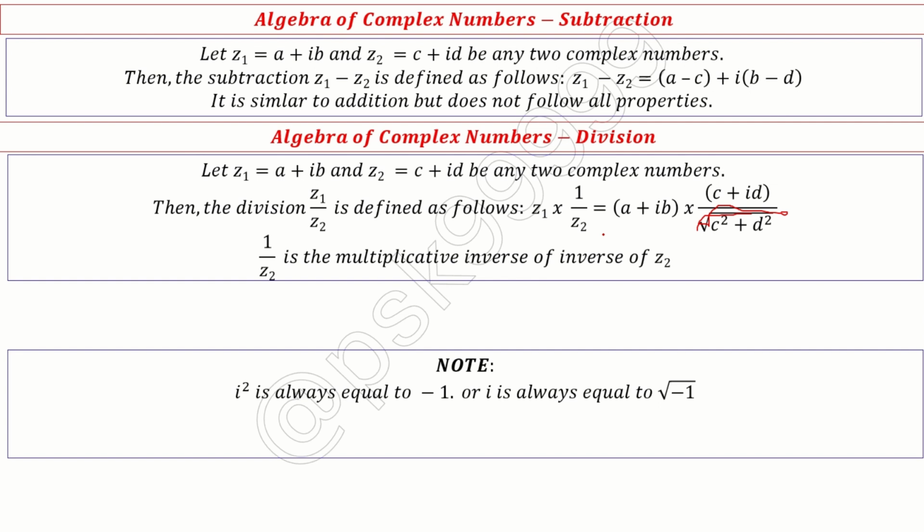One important thing is, i square is always equal to minus 1 in a complex number system. You have to assume i square as minus 1. And i is always equal to square root of minus 1.